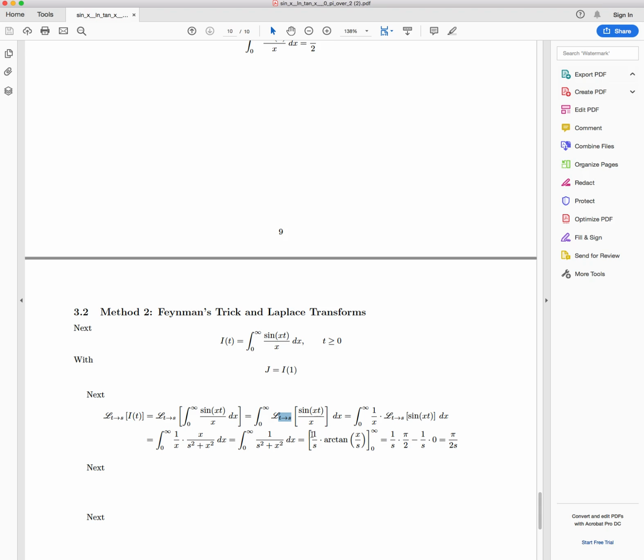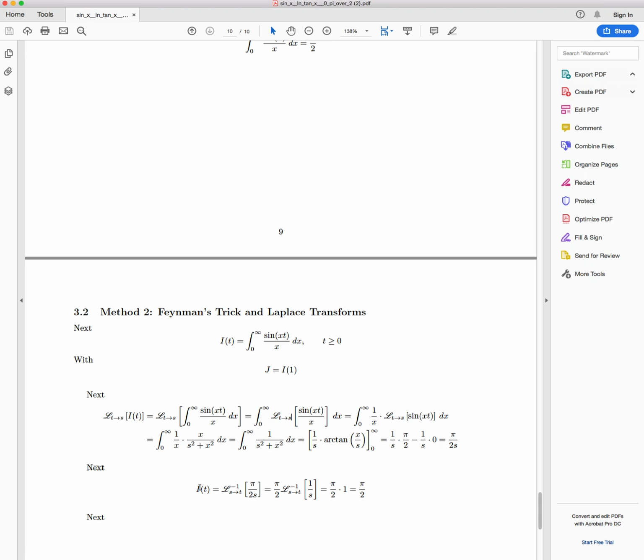So we have 1 over s, which is just this component here, times pi over 2, minus 1 over s. If we substitute x equal to 0, arctan of 0 is equal to 0. So this component dies off, and we're just left with pi over 2s. So although we don't have the integral, which is what we want at the end, what we do know is that the Laplace transform of the integral is equal to this really simple term, pi over 2s.